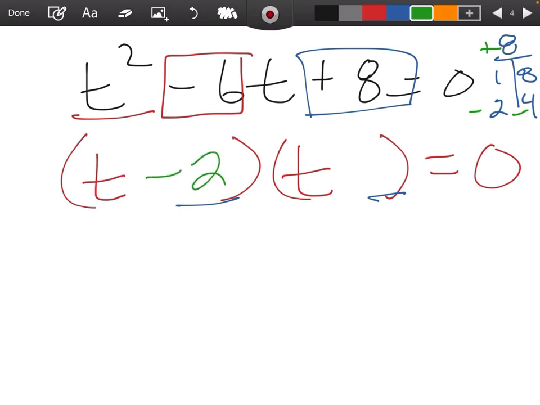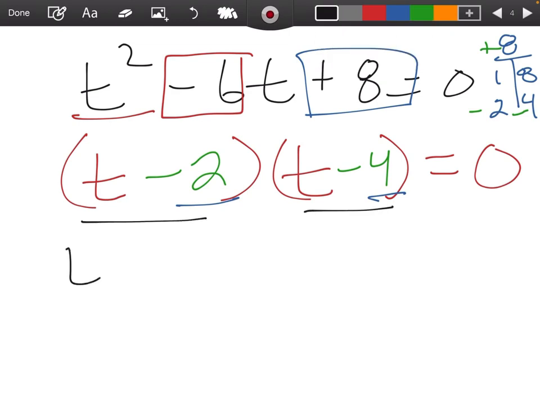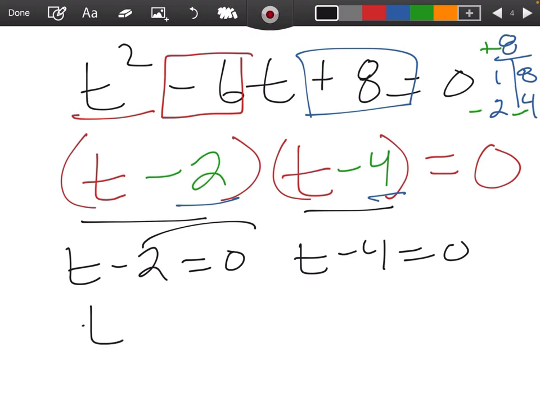So look, let's go minus 2. Let's go minus 4. Okay, now, y'all, we're going to set each part equal to 0. So t minus 2 equals 0. t minus 4 equals 0. When we move that 2 over, y'all, that's going to be a positive 2. When we move that 4 over, y'all, that's going to be a positive 4.